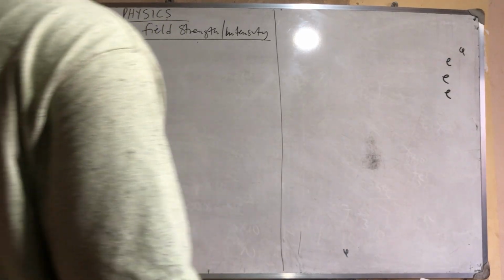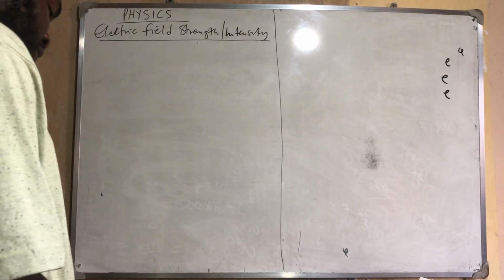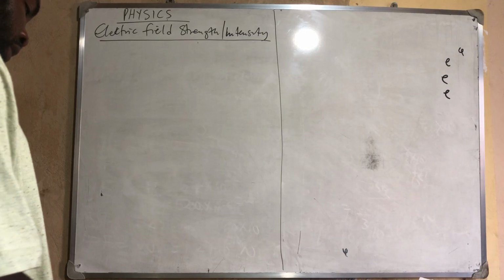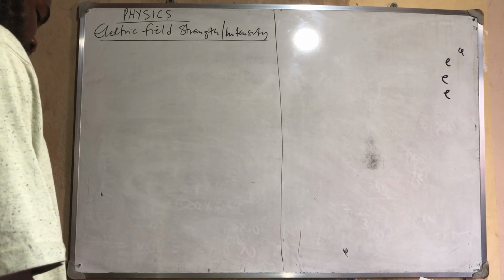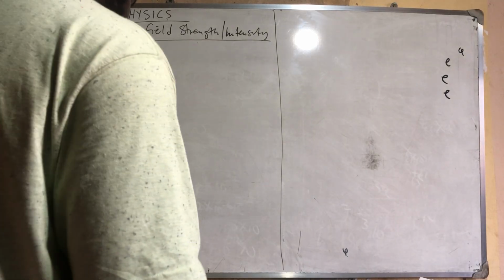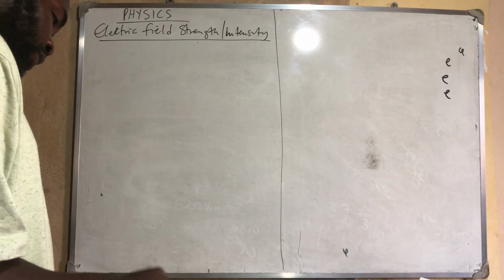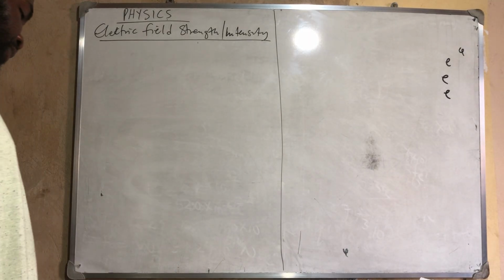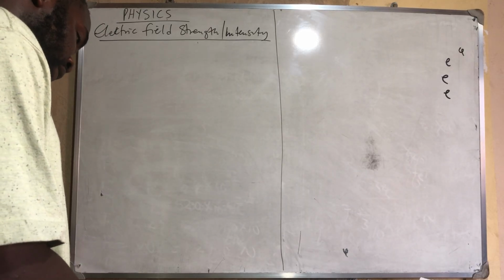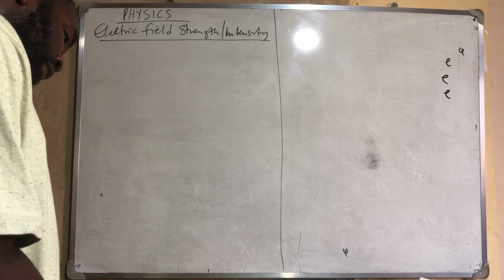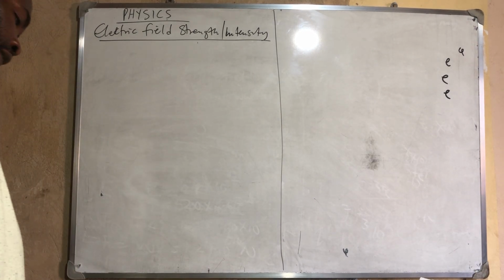In today's video, we'll be talking about electric field intensity. The electric field intensity or strength at any point in a field is the force per unit charge at that point. So the electric field intensity simply means the force per unit charge of that particular point. Now, the direction of the field strength is that of the force on a positive charge.